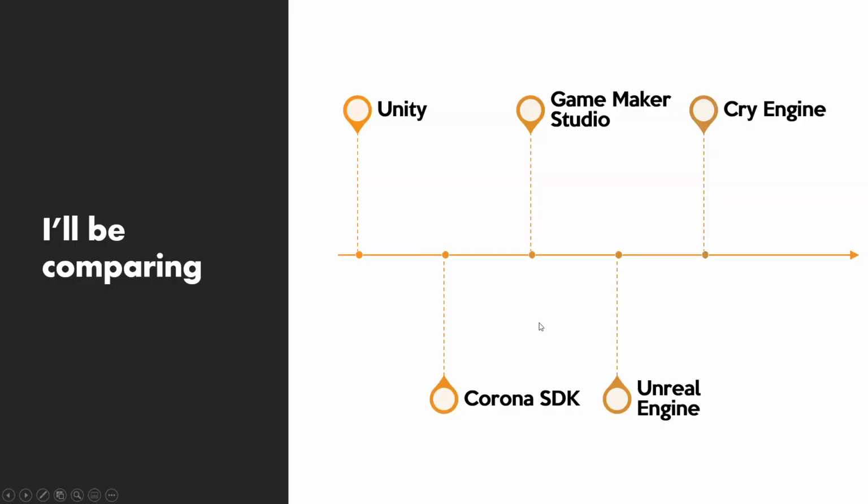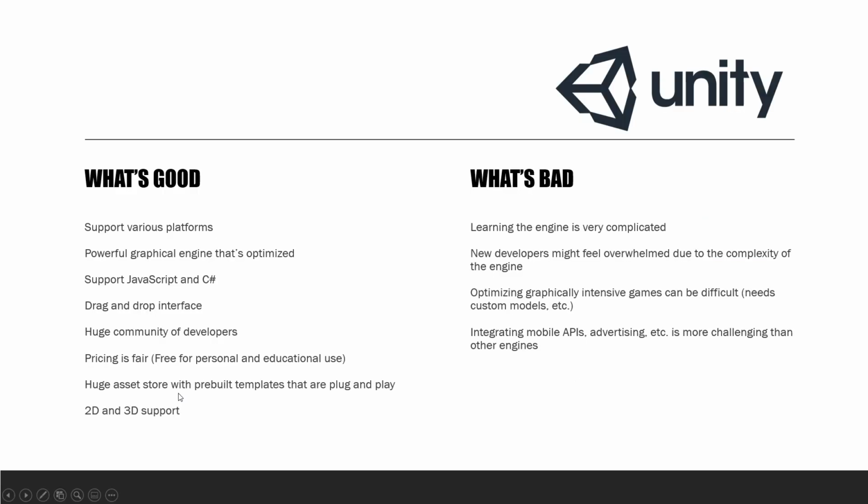I'll be comparing five game engines: Unity, GameMaker Studio, CryEngine, Corona SDK, and Azure Engine, as these five are famous and have seen use in a lot of games. They are also well known to most of the community, and most importantly, to developers. So moving on, the first one is Unity.